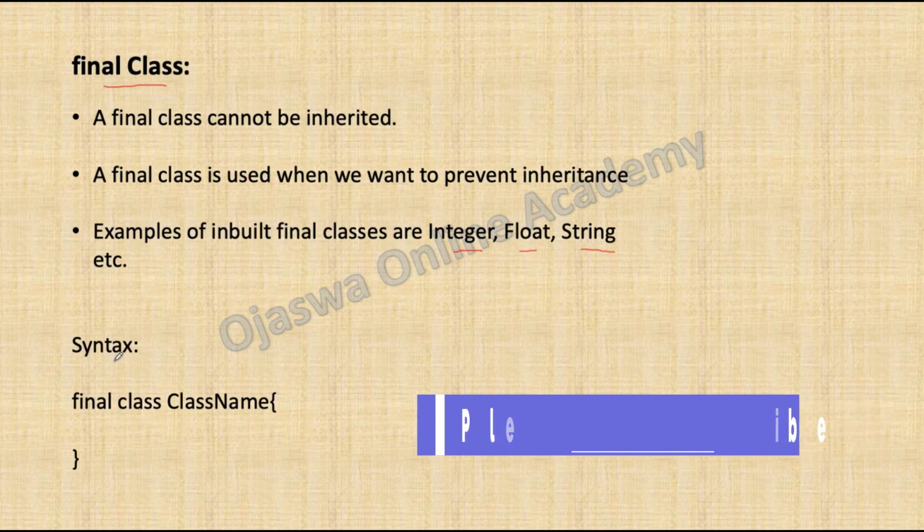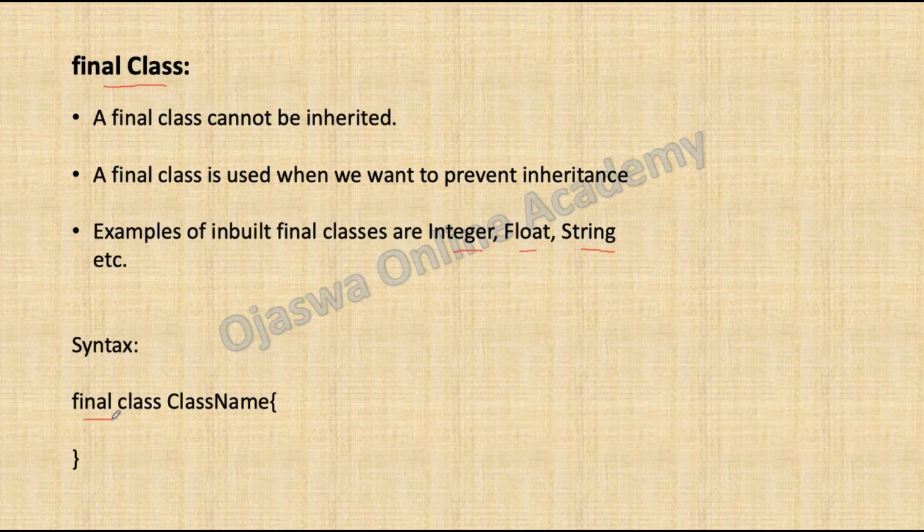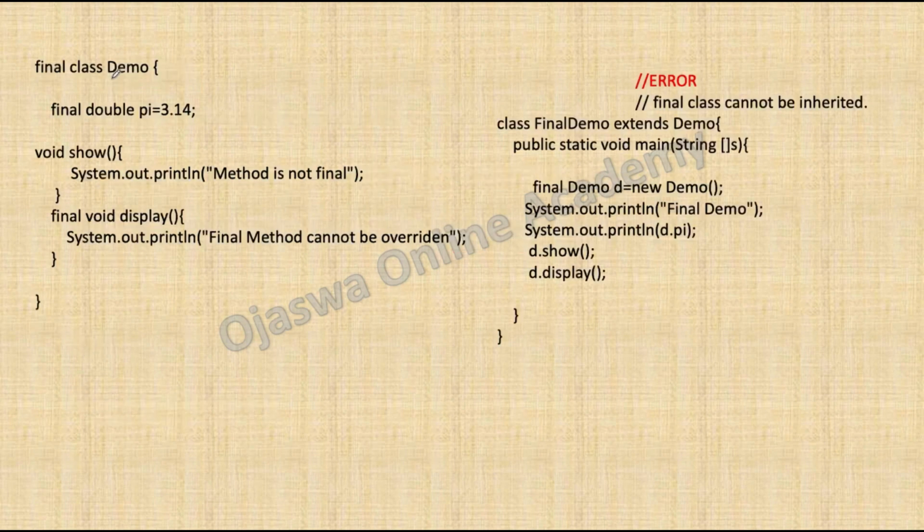So how do we declare class as final? Final keyword and a class definition. So here you need to check. I have copied the same code, class demo, and I have declared demo class as final using the final keyword. So when you try to extend demo class, final demo extends demo class, here you get compile time error displaying the error, final class cannot be inherited.